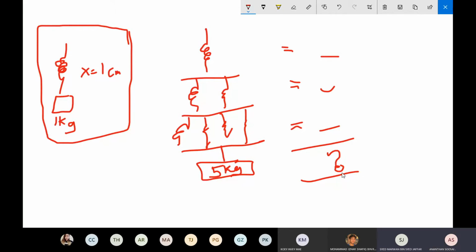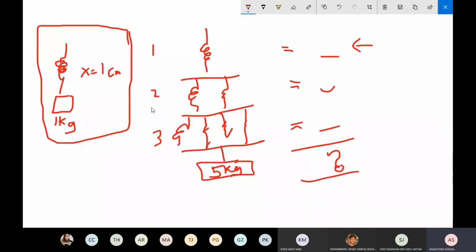So one spring, two springs, four springs, 5 kilogram, not 1 kilogram. Here the picture is 1 kilogram, and the extension is 1 cm. Now this arrangement is placed with 5 kilogram. So what is the extension for every spring? The first one will be how much? This is a three platform: 1, 2, 3.